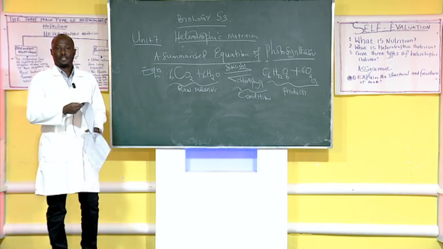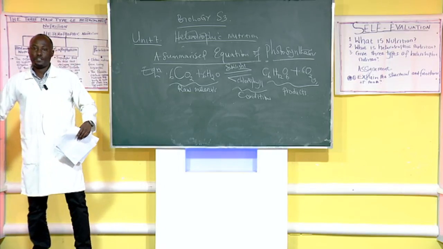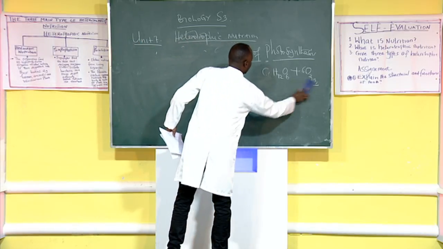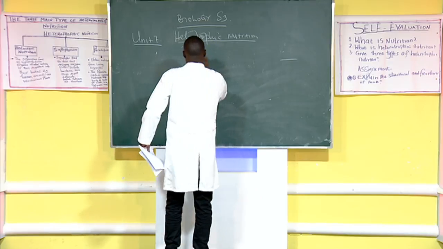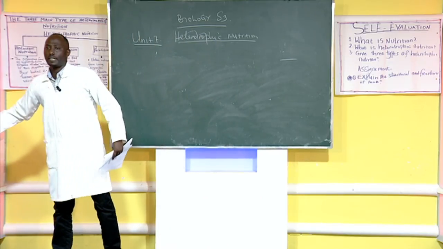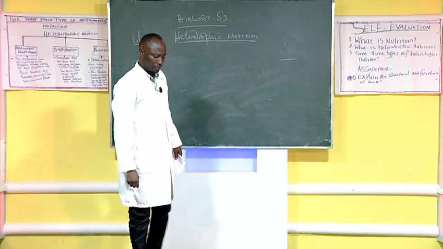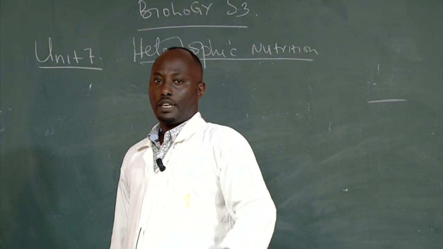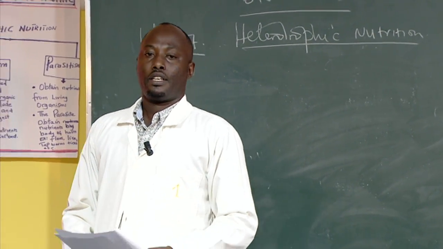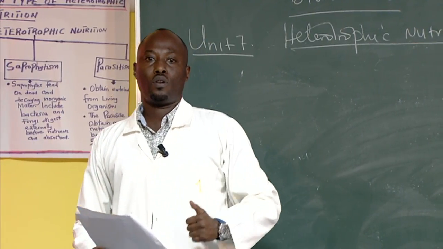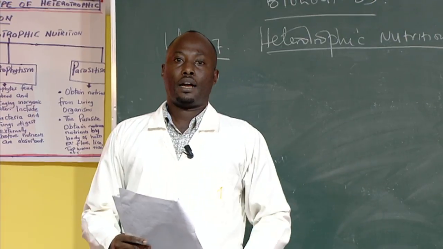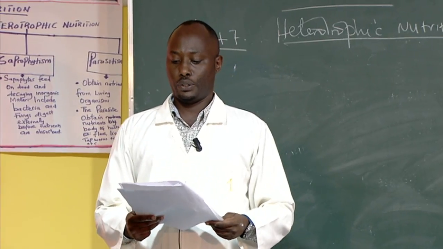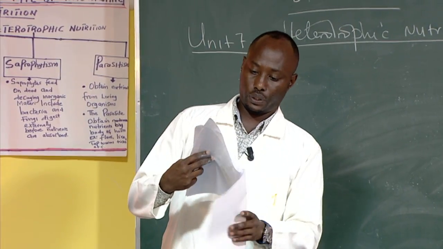So, let us now go to our revision on heterotrophic nutrition. Students, what do you understand by heterotrophic nutrition? Excellent. It is a type of nutrition whereby an organism feeds on already made food. Here is the definition.